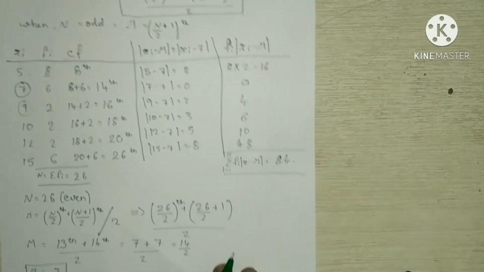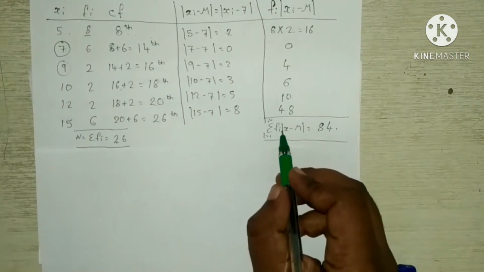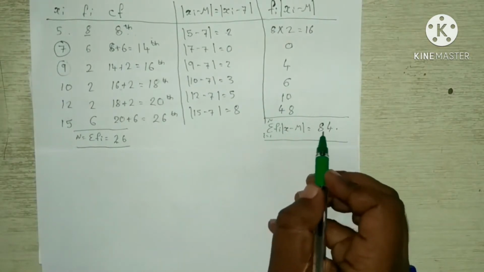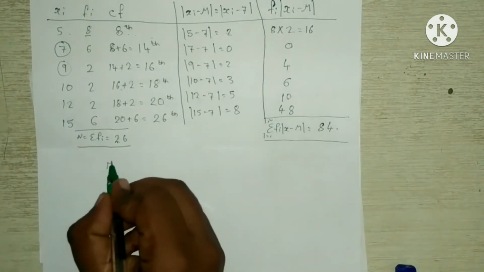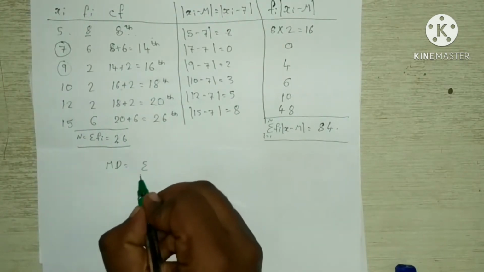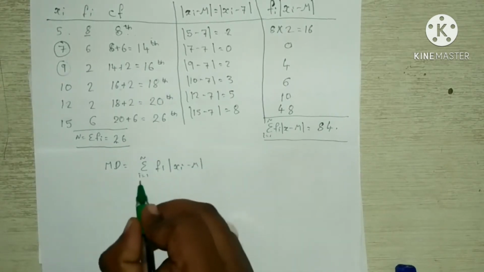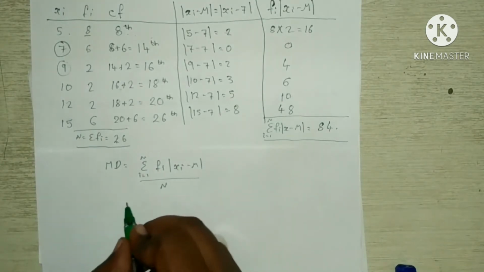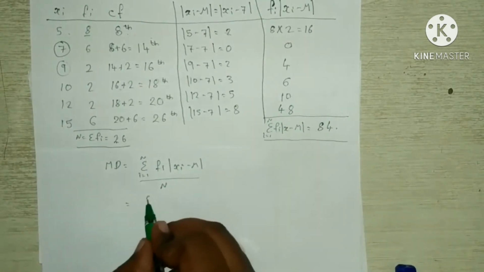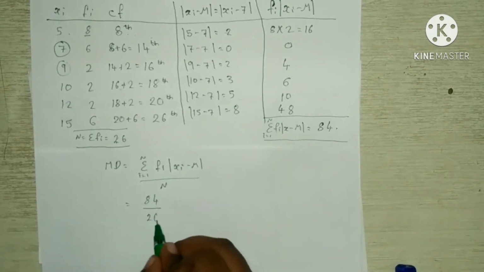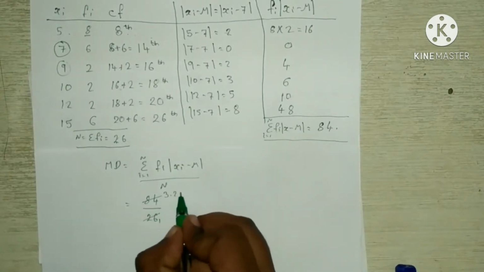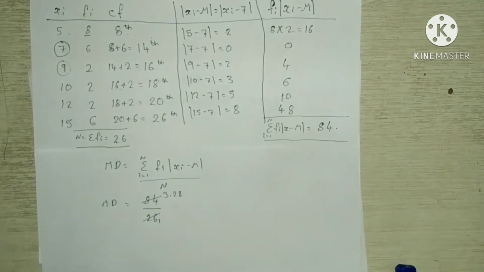Now write the mean deviation formula. Summation of fi into |xi minus m| is equal to 84. Now substitute into the mean deviation formula: mean deviation is equal to summation i equals 1 to n of fi into |xi minus m|, all divided by n. Here fi into |xi minus m| is 84 and n is 26. You'll get 3.28 as the mean deviation. So the mean deviation about the mean is 3.28.